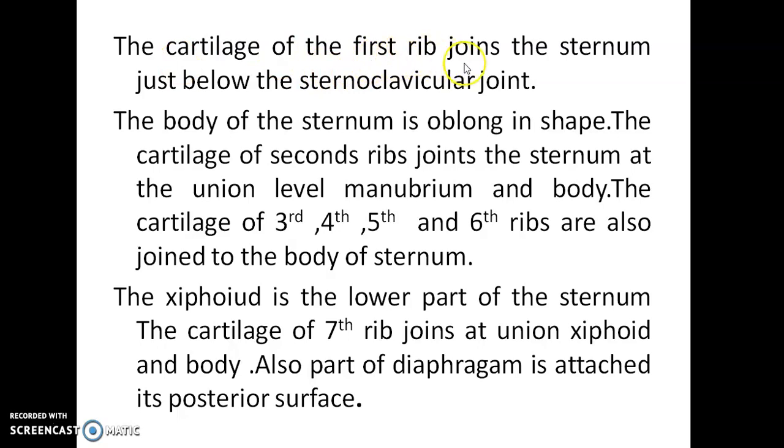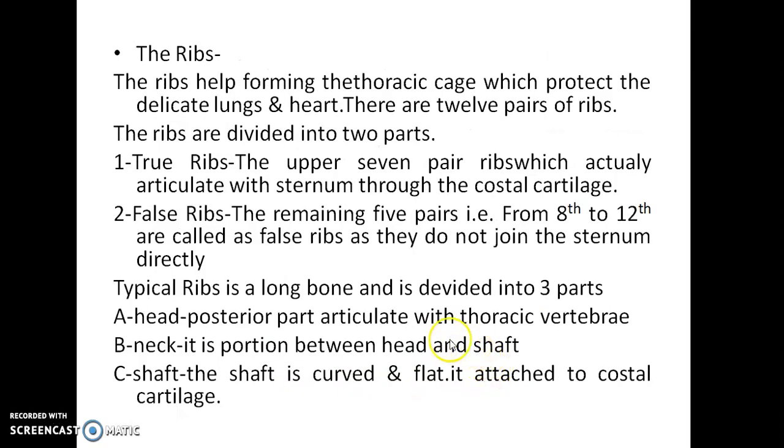The cartilage of the first rib joins the sternum just below the sternoclavicular joint. The body of the sternum is oblong in shape, and the cartilage of the second rib joins the sternum at the union level of manubrium and the body. The cartilage of the third, fourth, fifth and sixth ribs are also joined to the body of the sternum. The xiphoid is the lower part of the sternum. Cartilage of the seventh rib joins at the xiphoid, and part of the diaphragm is also attached to its posterior surface.